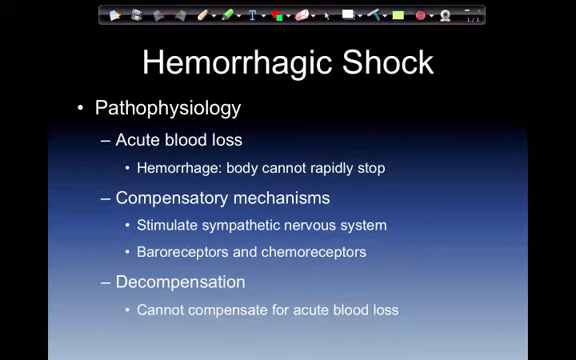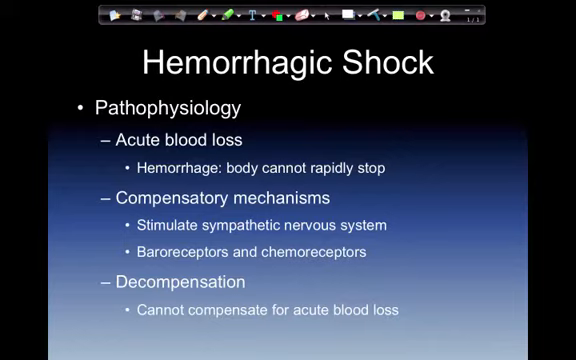Hemorrhagic shock, pathophysiology, acute blood loss. Hemorrhage, the body cannot rapidly stop. Whenever we look at acute blood loss, there's too much going out and not enough coming in. The body can compensate for a little bit of blood loss, but for the most part, if we lose a third or half of our circulating volume, that puts us in dire straits.